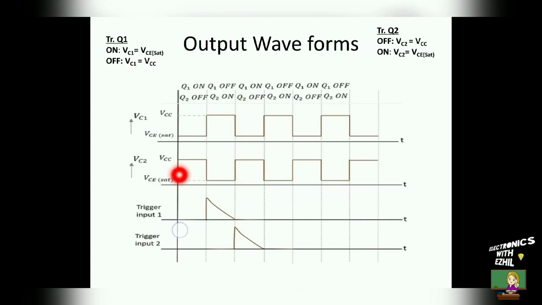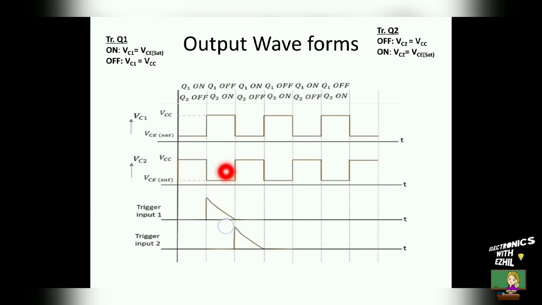And we'll see how to draw the output of the transistor 2, which is VC2. We'll see the first time slot. During the first time slot, what is the state of the transistor 2? The transistor 2 is at off state. When the transistor 2 is at off state, what is the output voltage VC2? Which is VCC. So the circuit will stay at VCC during the first time slot.